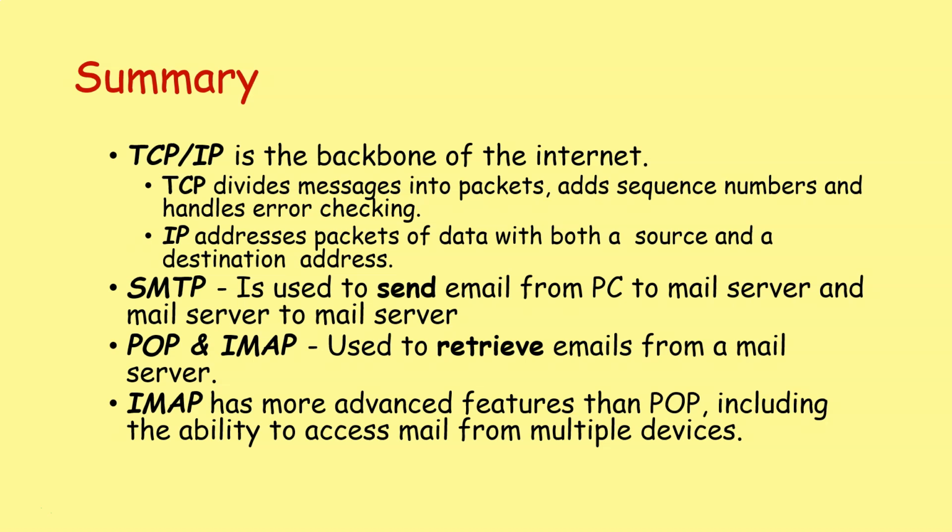TCP/IP is the backbone of the internet. TCP divides messages into packets, adds sequence numbers, and handles error checking. IP addresses packets of data with both a source and a destination address. SMTP is used to send email from PC to mail server and mail server to mail server. POP and IMAP are both used to retrieve emails from a mail server. IMAP is more advanced than POP and has the ability to check multiple emails from multiple devices in different locations.